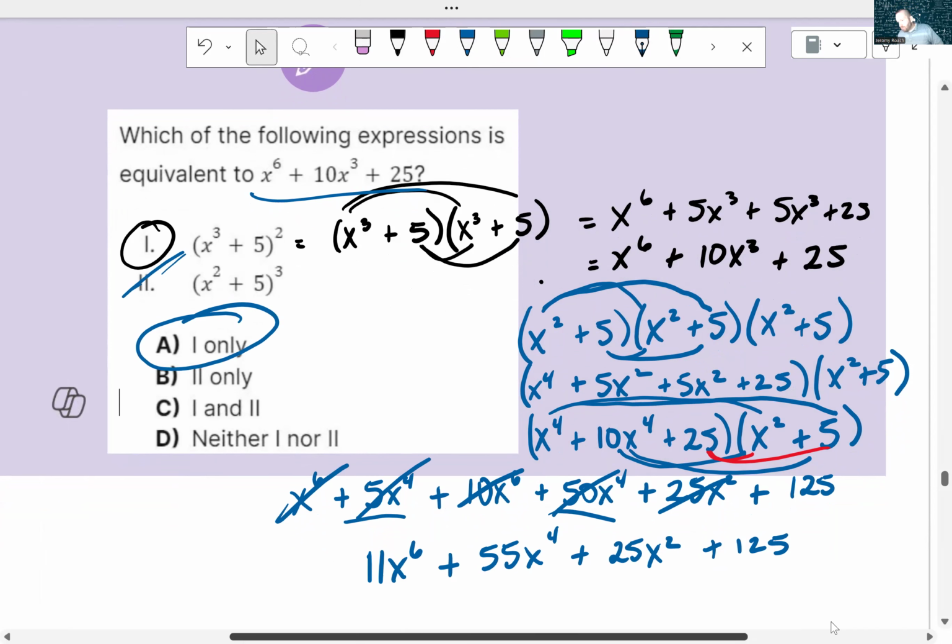Okay, so that's how to do FOIL with binomials. And when we have 3 binomials we're multiplying, it gets a little bit trickier, but it's still possible. You could also type this in Desmos and say y equals all this. And then you could do the same thing: y equals that, see if you get the same line. If you do get the same line, then they're equal. If you don't, then they're not.